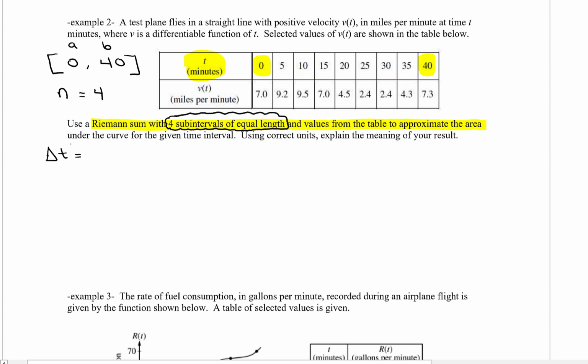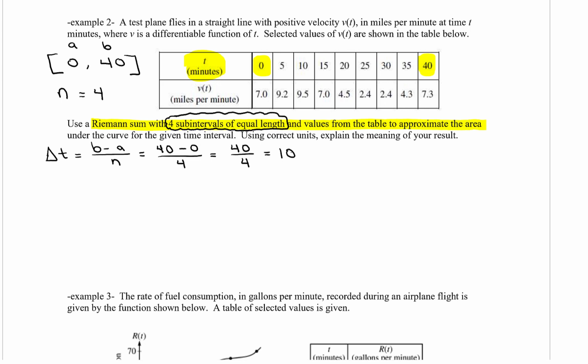So delta t is going to be equal to b minus a all divided by n, which is going to be equal to 40 minus 0 all divided by 4. And this is equal to 40 divided by 4, which is equal to 10. So that's going to represent the length of each one of our subintervals.